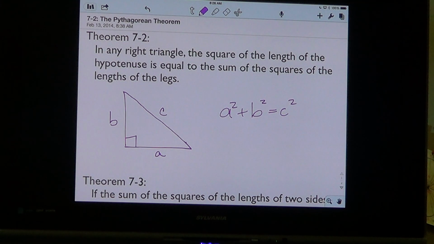And so that's what that would be written out in words for theorem 7.2. So just remember, it doesn't matter which leg you say is A and which leg you say is B, the legs are interchangeable. But it's very important that you know which side is the hypotenuse. And how do you figure out which side is the hypotenuse? It's across from the right angle, right.